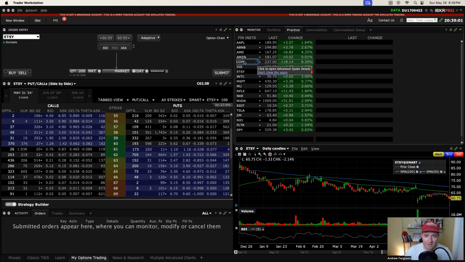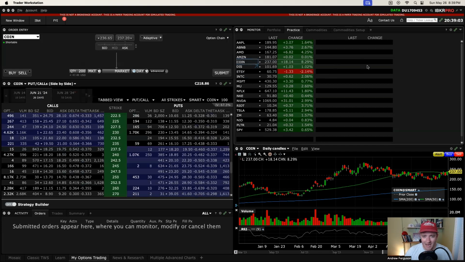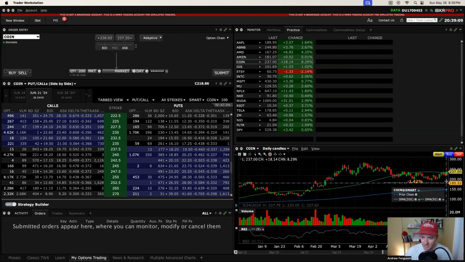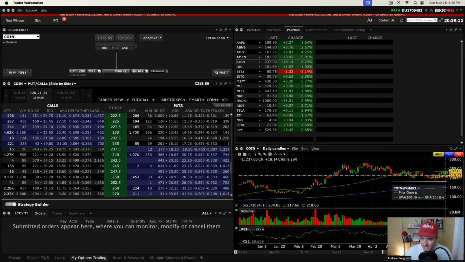So I'm going to use Coinbase, COIN, for this demo, just because I think it's in a bit of a holding pattern right now. As you can see in the chart here, it hasn't really moved too much from this kind of lower level, and it's slowly ticking higher in the last couple of weeks.